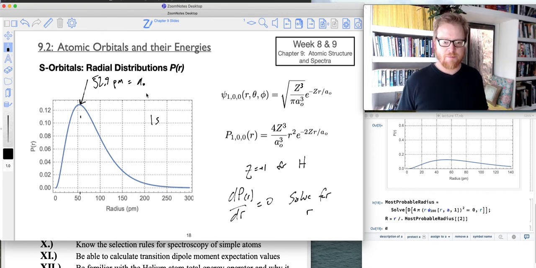Very cool stuff, okay? So now what happens when we change the charge, the internuclear charge? What effect does that have?